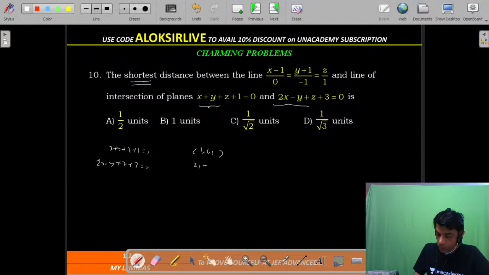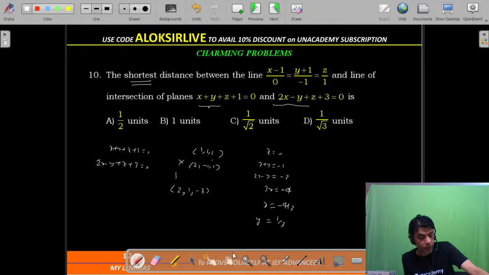So you can put, say, g equal to 0. Put g equal to 0: x plus y equal to minus 1, 2x minus y equal to minus 3. I can add them: 3x is minus 4, x is minus 4 over 3, and similarly y you can find. So my answer: x is negative 4 over 3, and y also becomes 1 over 3, and z was given to be 0, right?